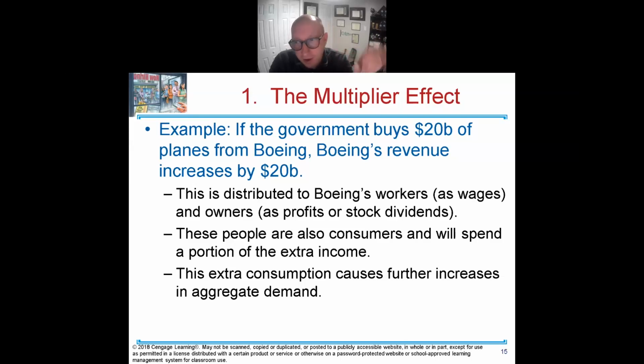So we can see that when the government purchases things, there's a multiplier effect. Government puts an order in for a large contract. To fulfill the contract, the company needs to hire more people. That's a good thing because those people will be paid an income. And that's a good thing because they'll spend that new income on goods and services. So we see that there's a multiplier effect.